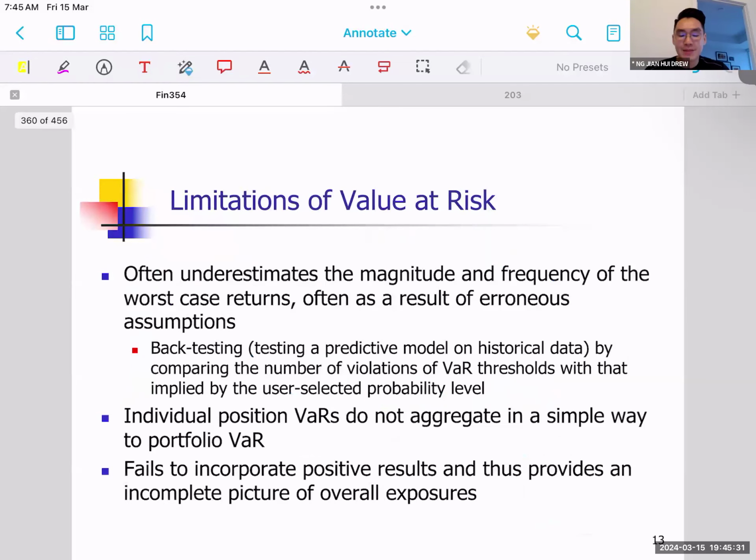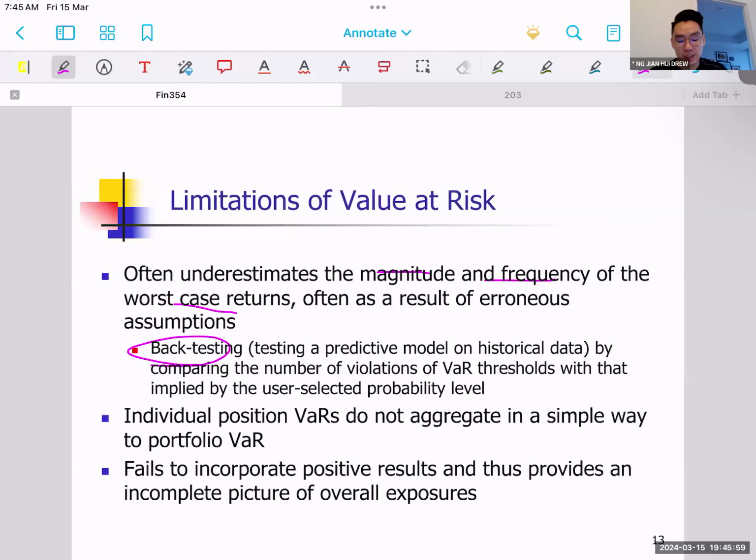Okay, so let's understand some limitations of the VAR. So often it underestimates the magnitude and frequency of the worst case. We can avoid this by doing some back testing. So, if you're interested in financial modeling, back testing is a key component of what you usually do. You back test to make sure that whatever is in the historical data is able to predict the future, right? That it still holds true.